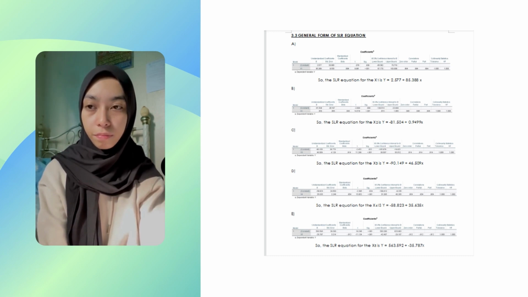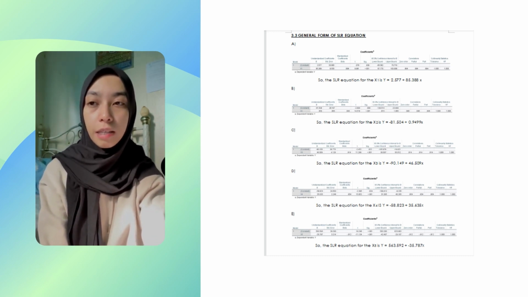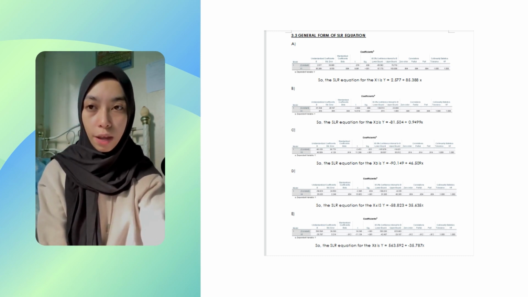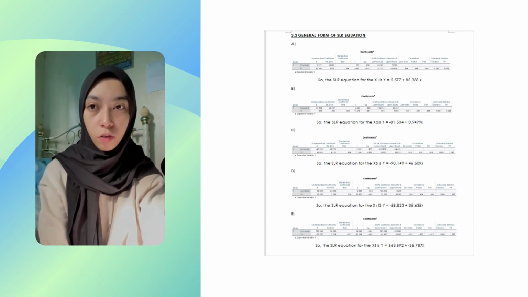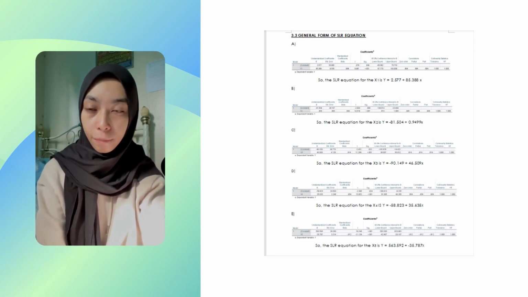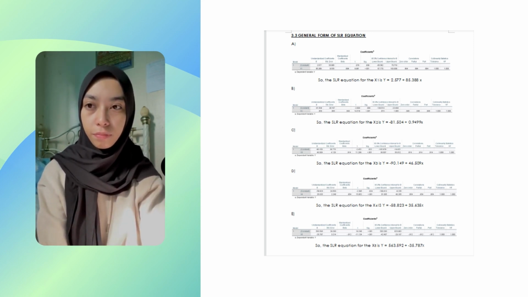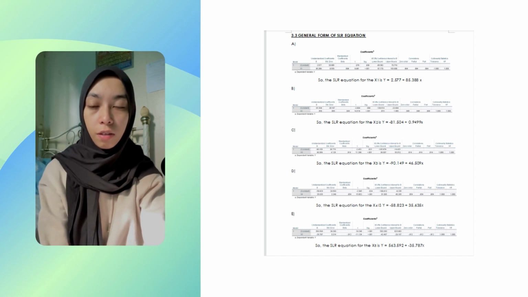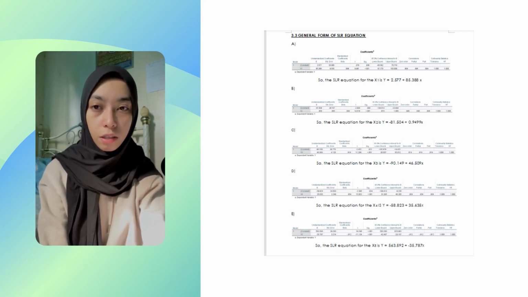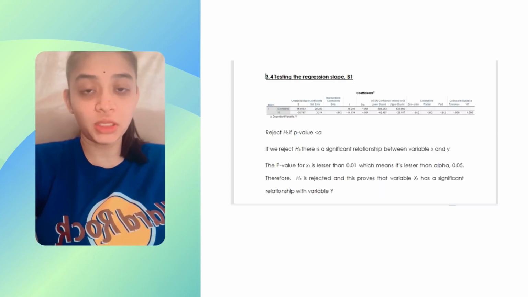Next is x4. The SLR equation for x4 is y equals negative 58.823 plus 35.635. Next is x5. The SLR equation for x5 is y equals 563.592 plus negative 34.787.